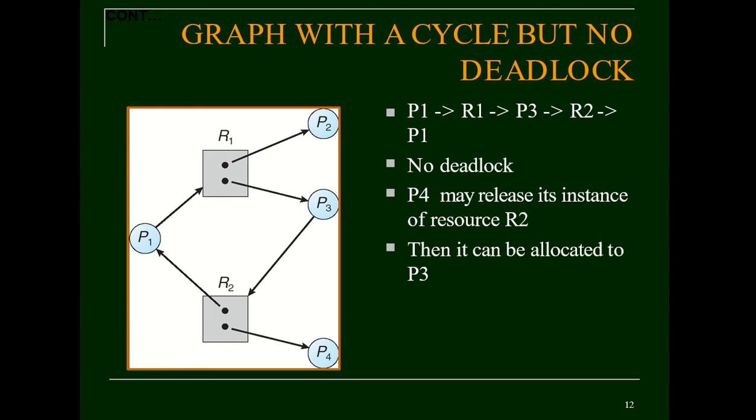Now, a graph with a cycle but no deadlock. As we can see in this figure, P1 holds an instance of R1. R1 is requested by the process P3, P3 holds the resource R2 and R2 is requested by the process P1. A cycle occurs here, but there is no deadlock because P4 may release instances of resource R2. Then it can be allocated to P3. So no deadlock occurs in this figure.